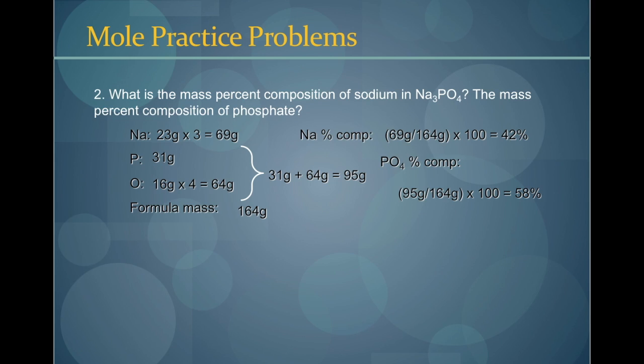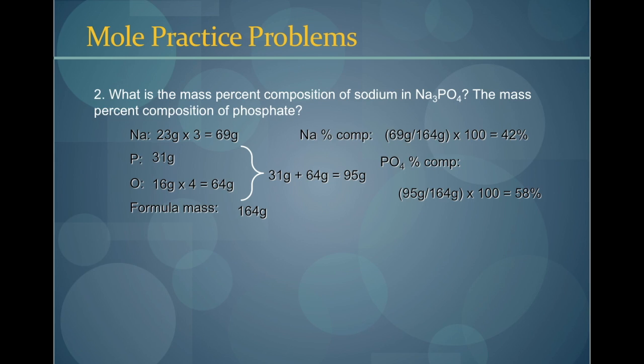Now, the other way you could do this is, since it's only sodium and phosphate, if you took 100 minus 42, you get 58%. And then these two do add together, so you can also check your work. So it's 42% sodium, 58% phosphate.